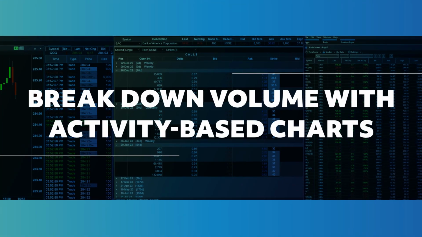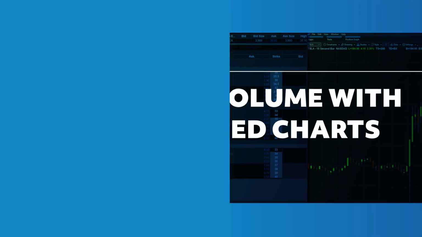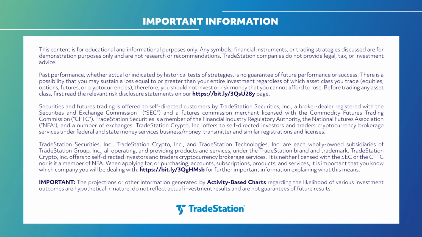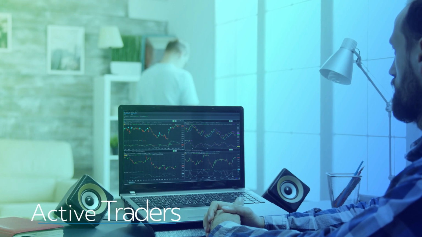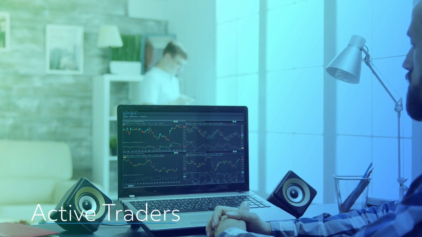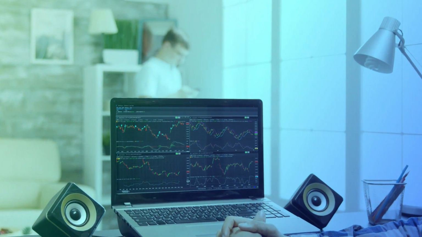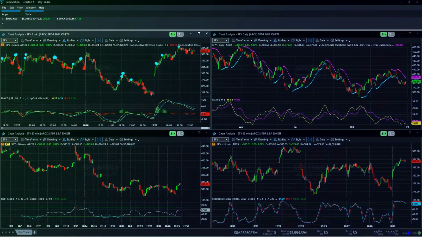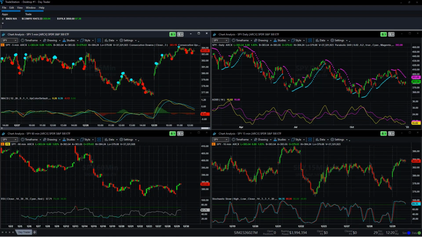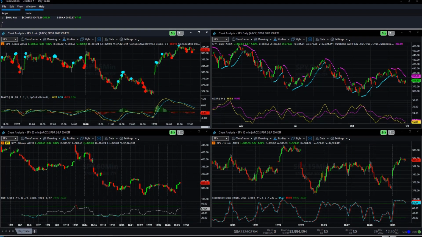Break down volume with activity-based charts. Active traders make a lot of their trading decisions based on what they see in the charts. They want to have the correct view with complete data on their charts to make the right trading decision. Charts can be created in several different ways.